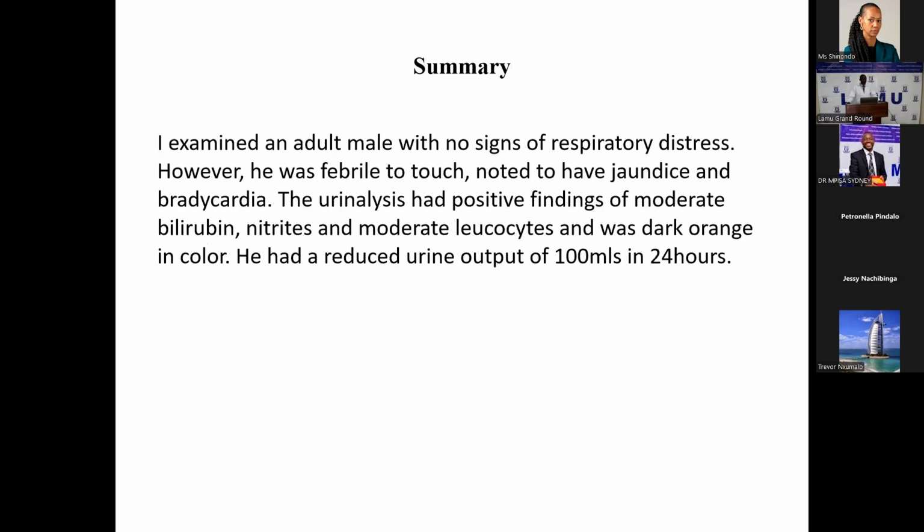Summary: I examined an adult male with no obvious signs of respiratory distress. However, he was febrile to touch and was noted to have jaundice as well as bradycardia. The urinalysis had positive findings of moderate bilirubin, nitrates, as well as moderate leukocytes, and was dark orange in color. He had reduced urine output of 100 mils in 24 hours.